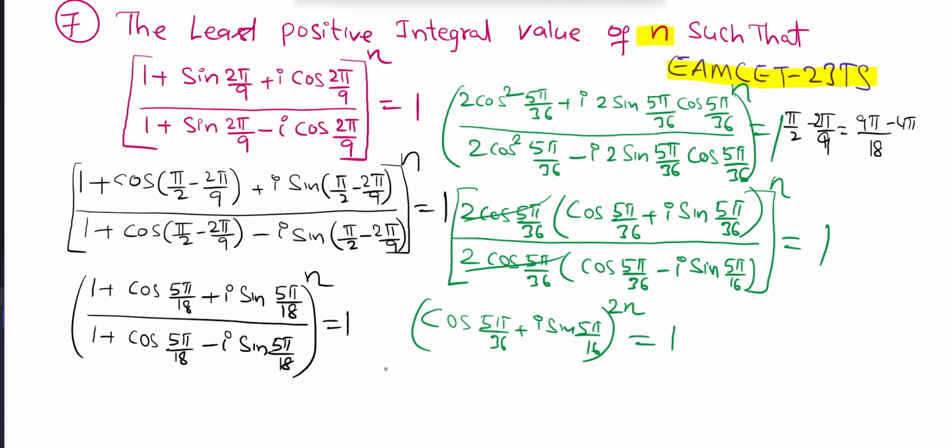Applying De Moivre's theorem, we get cos of 5 pi into 2n, that is 10 pi n by 36, plus i sin 10 pi n by 36 is equal to 1.